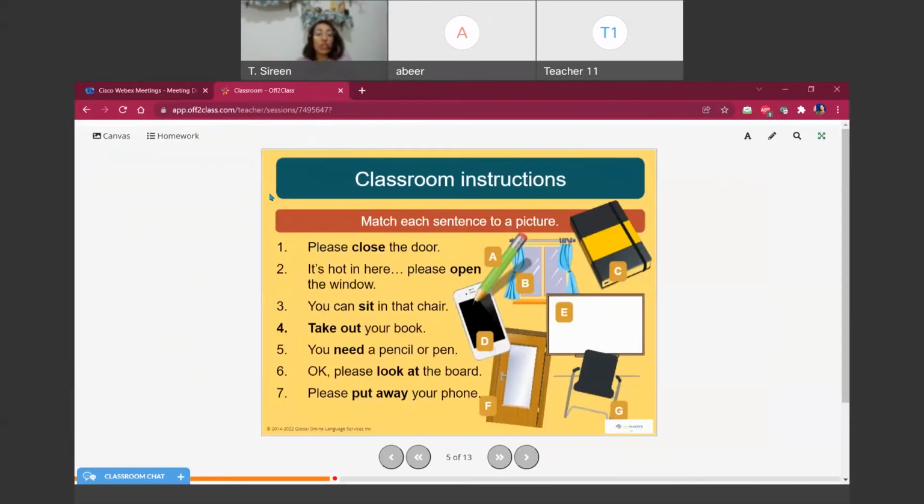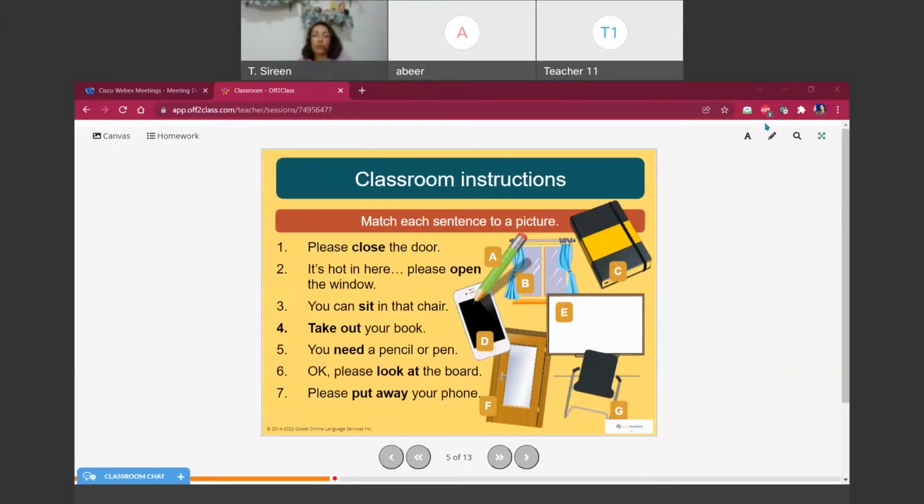طيب الآن match each sentence to a picture. يلا هو سهل بس حبيت إنه نركز على الكلمات يعني نعمل مراجعة للكلمات لهيك. طيب match each sentence to a picture. So we've got here A, B, C, D, E, F, G. Try to match each one with the right sentence. اقرأ الجملة and then try to match it with the right picture.